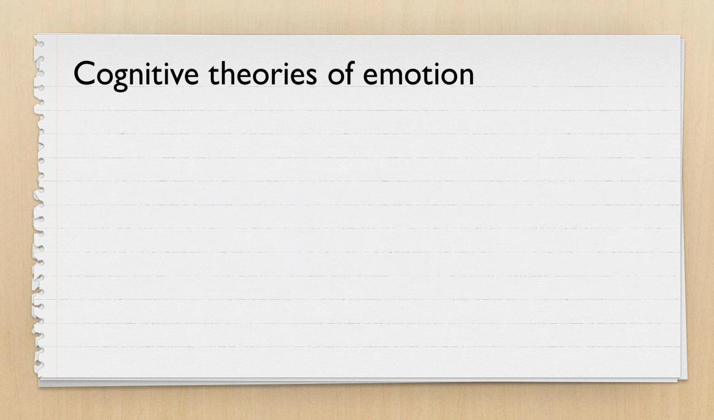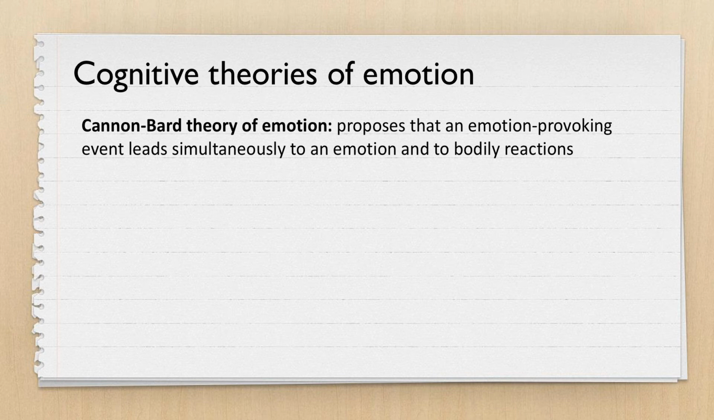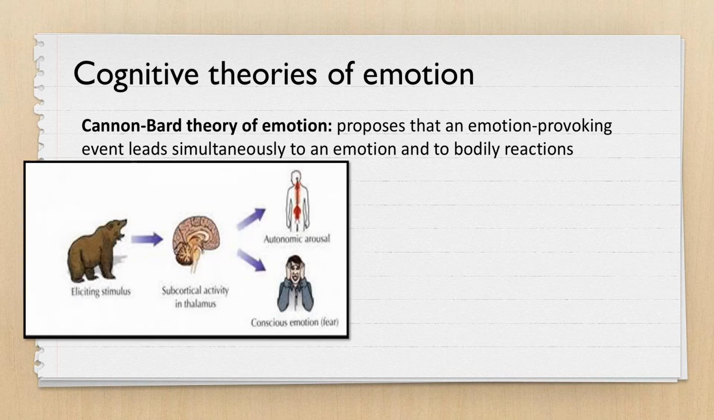Second theory in this school of thoughts is called the Cannon-Bard theory of emotion. It proposed that an emotion-invoking event leads spontaneously to an emotion and to bodily reactions. So these two things happen at the same time. When you see a bear, your thalamus will give instructions at the same time to autonomic arousal, your bodily change, and also an emotion arousal.